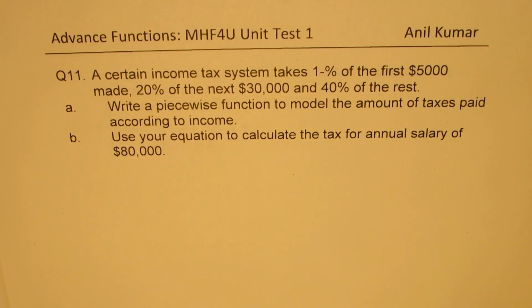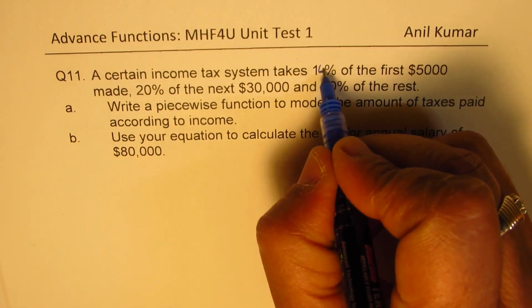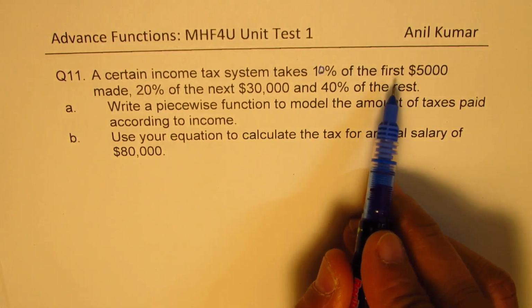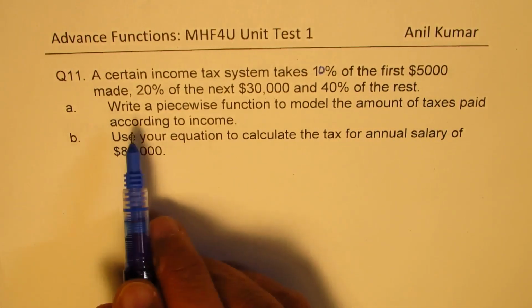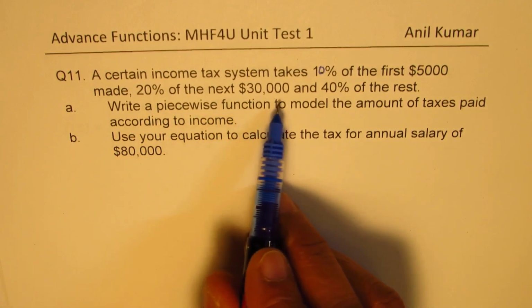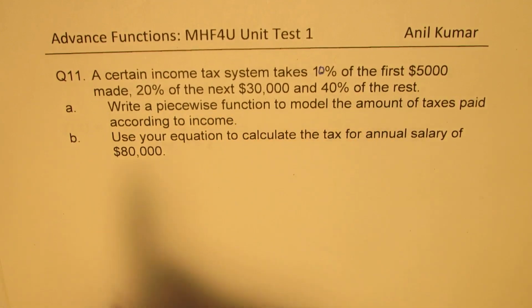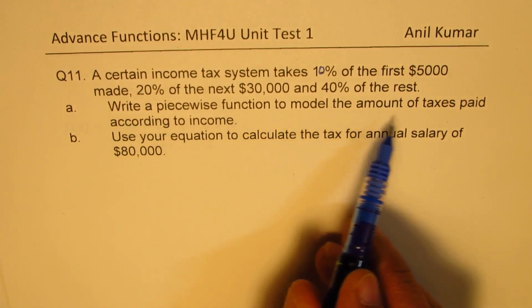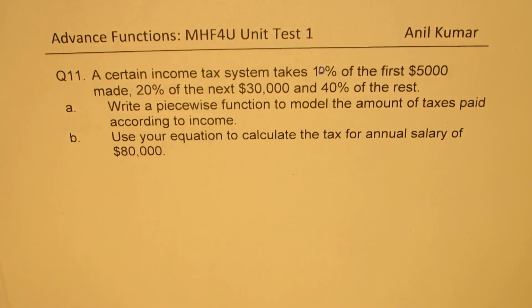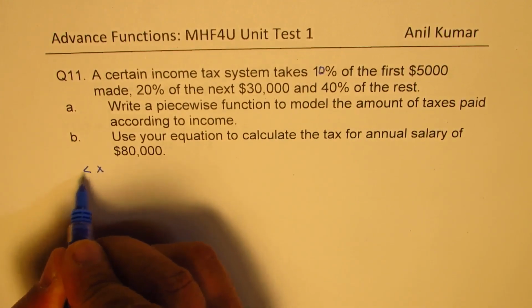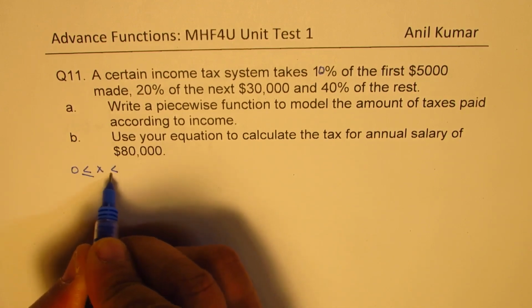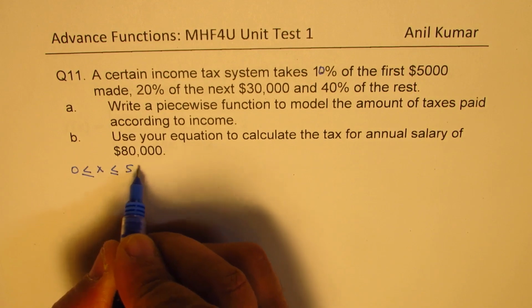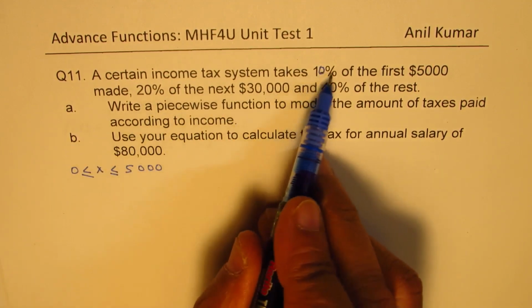Question number 11. This question number 11 is a very important application question. It says a certain income tax system takes 10% of the first 5,000 made, 20% of the next 30,000 and 40% of the rest. Write a piecewise function to model the amount of taxes paid according to the income. Right. So there are 3 slabs. So when the value of x is between 0, I mean you could include this, and less than or equal to 5,000, in that case, it is only 10%.